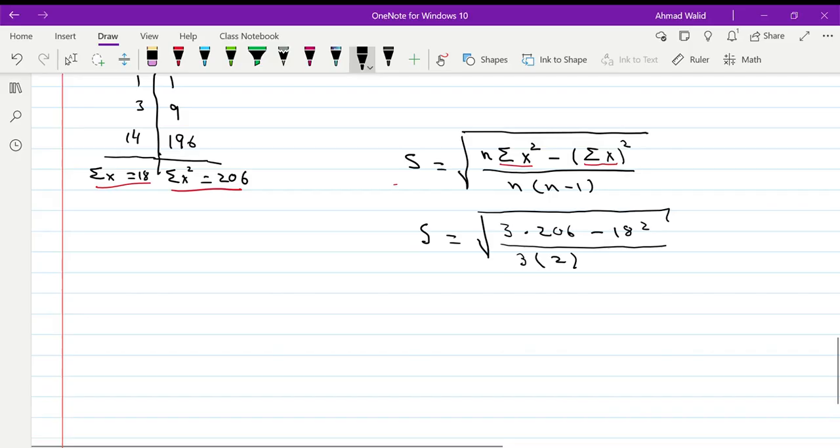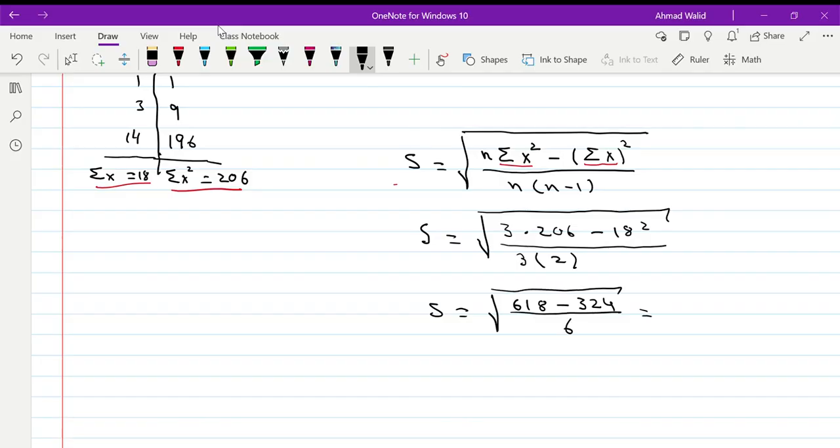And if you simplify, s equals the square root of 3 times 206 gives you 618, minus 18 squared gives you 324, over 3 times 2 gives you 6. Simplifying that, you end up with the square root of 49 again, which is 7. You see, in both cases, whichever formula you use, you end up with 7.